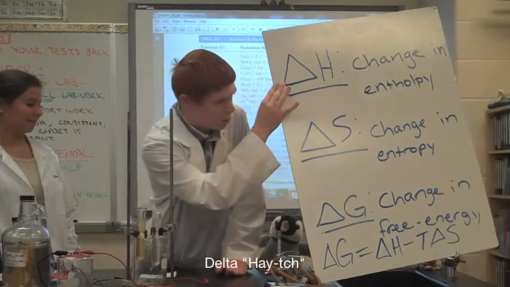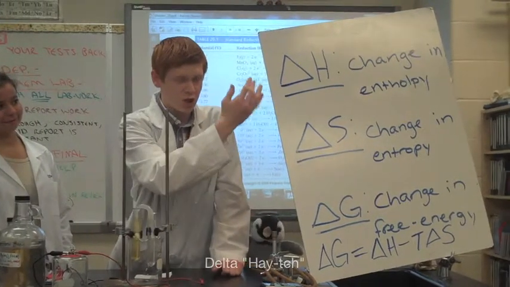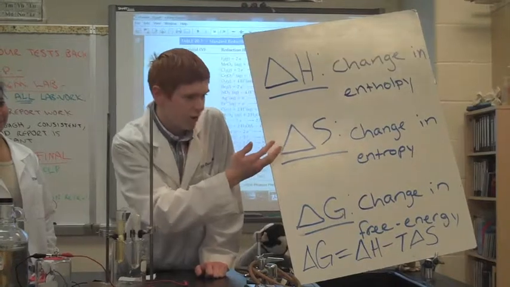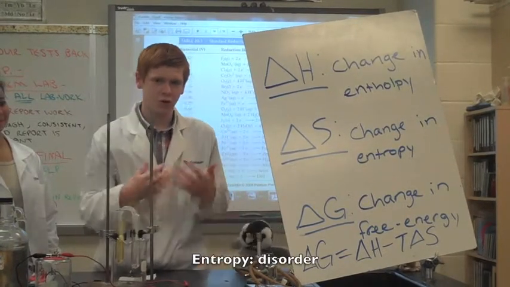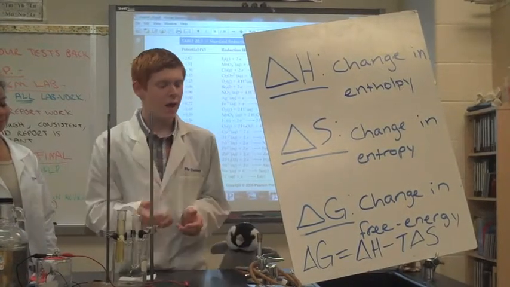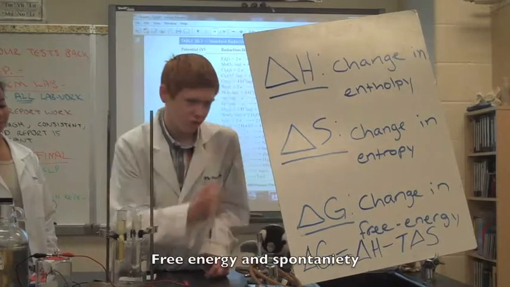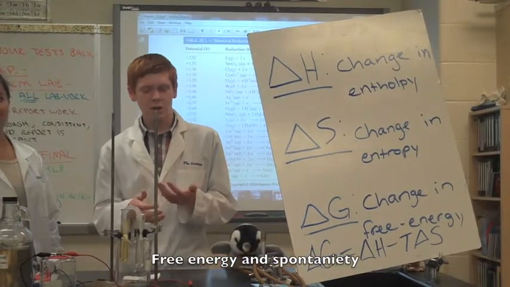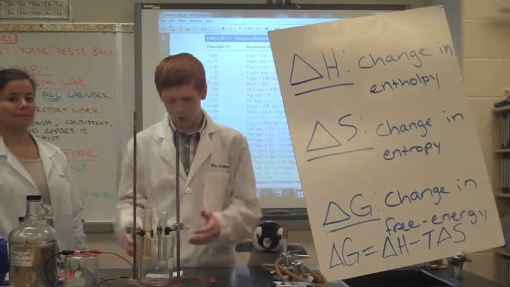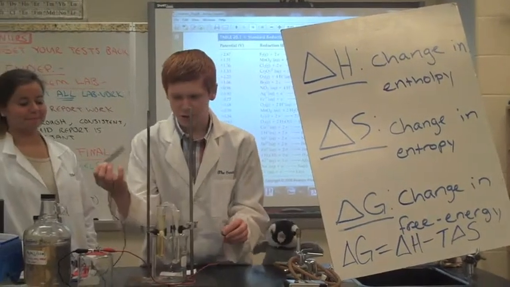So we've got delta H, which is the change in heat energy. Then we've got delta S, which is the change in entropy, or the amount of disorder or randomness in the system. And then we've got delta G, which is the change in free energy, and that basically can be used to predict a reaction.